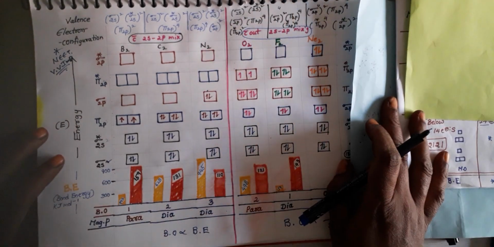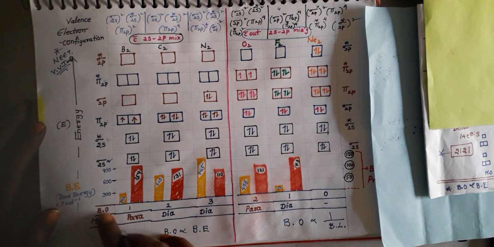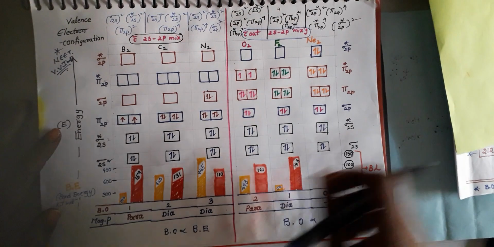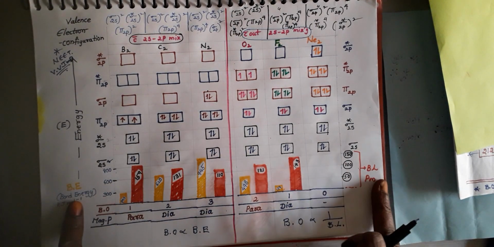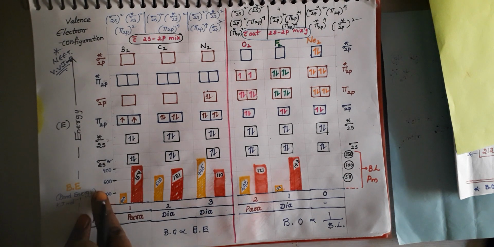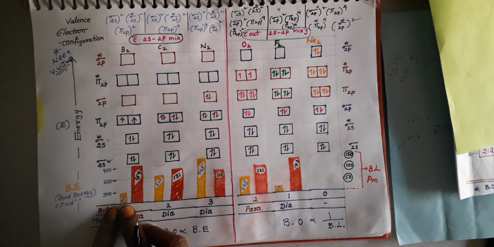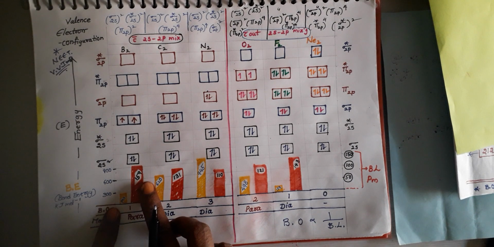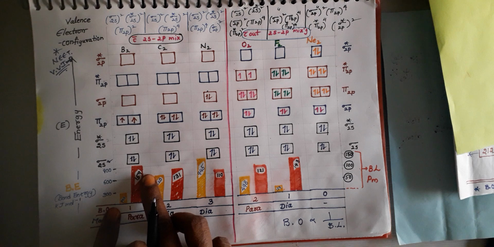See here, this is the diagram. Here I am explaining bond energy, bond length, bond order and magnetic properties. For boron, the bond energy is 290 kilojoules per mole and the bond length is 159 picometers.